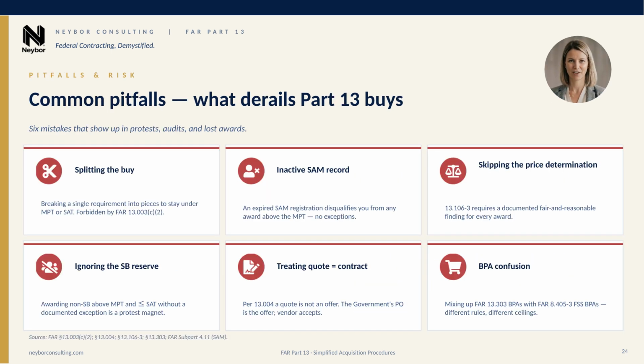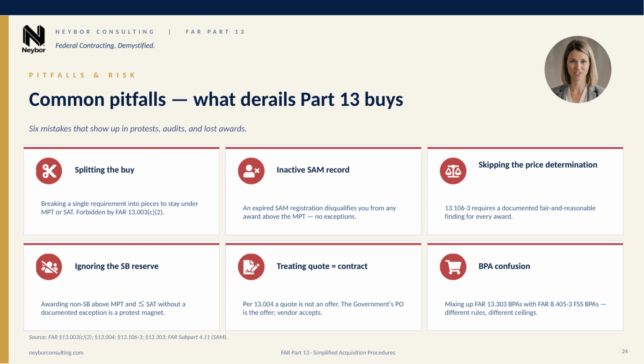6 common pitfalls. These are the issues that show up in protests, audits, and lost awards. First, splitting the buy. Breaking a single requirement into pieces to stay under the micro-purchase or simplified acquisition thresholds is explicitly forbidden by FAR 13.003(c)(2). Second, an inactive SAM record. An expired SAM registration disqualifies you from any award above the MPT. There are no exceptions and no waivers.